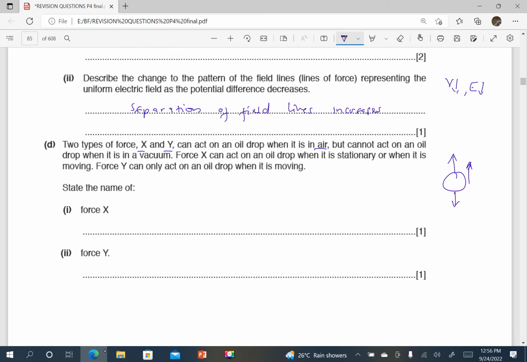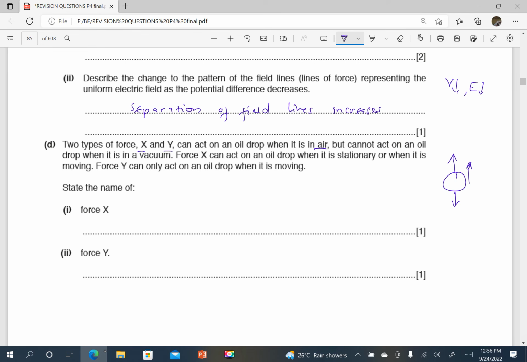So they are saying two types of force, X and Y, can act on an oil drop when it is in air, but cannot act on an oil drop when it is in a vacuum. So in a vacuum, we don't expect air resistance. Since there will be no air resistance, we shall also not expect upthrust. So the two forces must be upthrust and air resistance. Because in a vacuum, the weight will still be there because it depends on gravity.